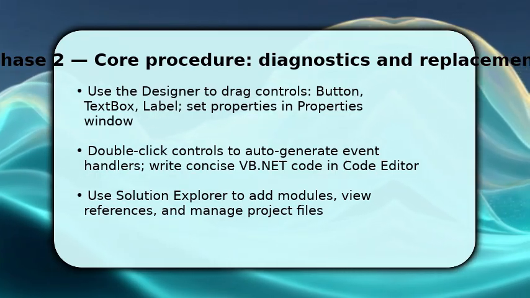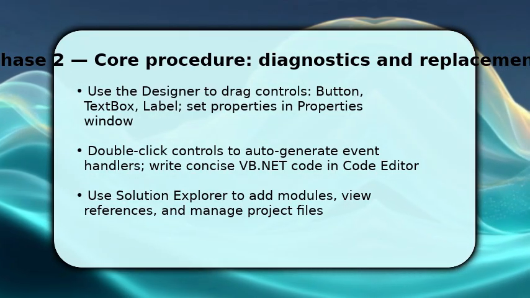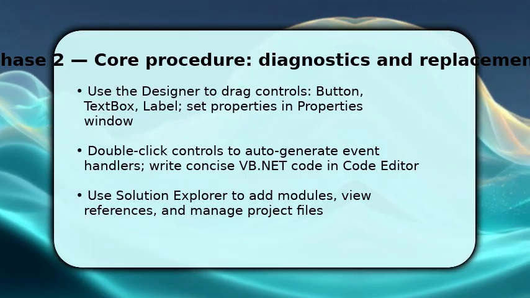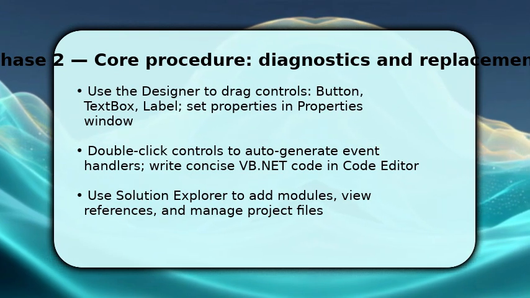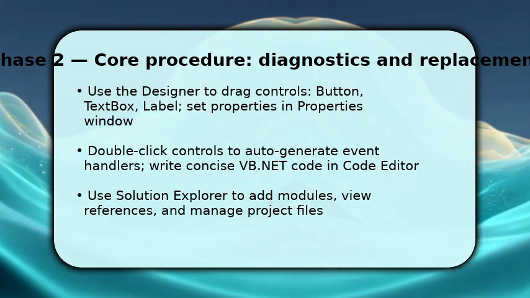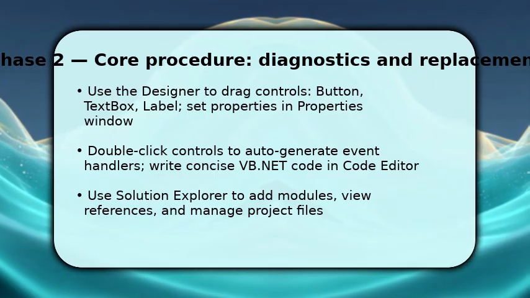Make sure to build often. Press Ctrl+Shift+B to compile and catch errors early. Use Solution Explorer to add files or references, because organizing code into modules and classes prevents spaghetti code and speeds things up.